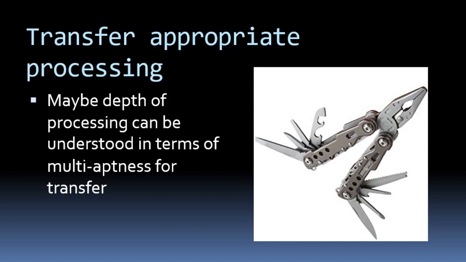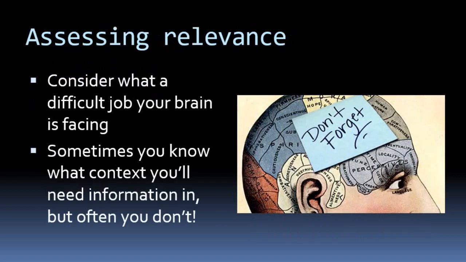But that's really hard. That's super hard. And this is where relevance comes into this memory stuff. Consider what an incredibly challenging job your brain is facing when it's trying to encode things in the way that you're going to need them later. Sometimes you'll know what context you're going to use the information that you're taking in, and you know what context you're going to use it in.